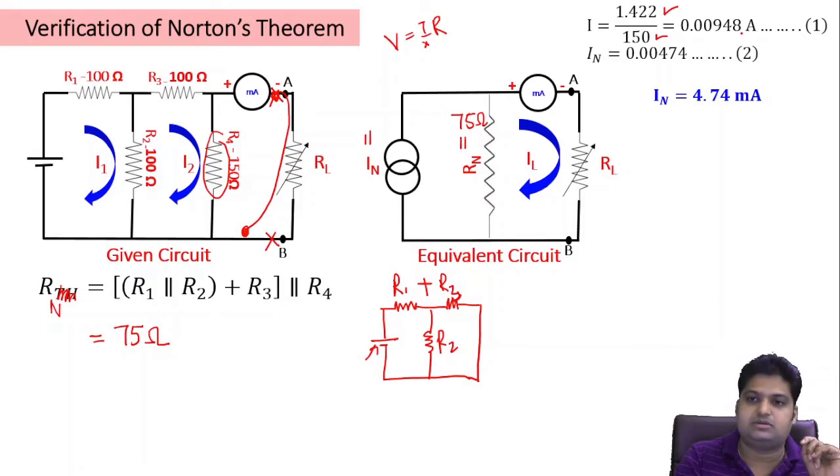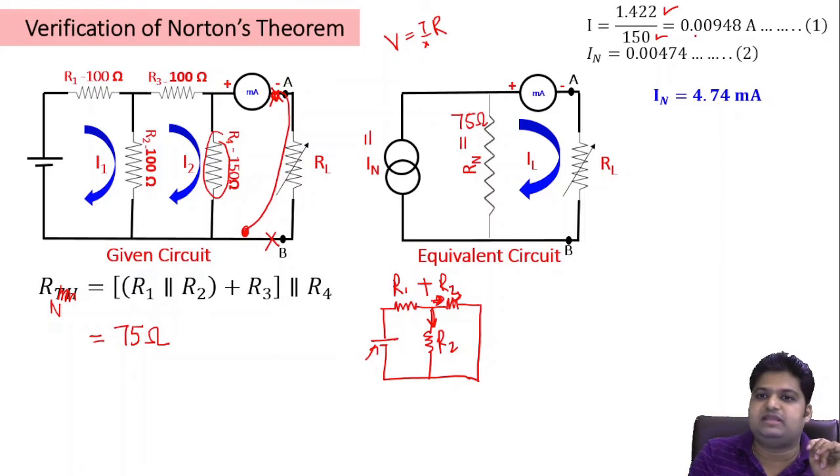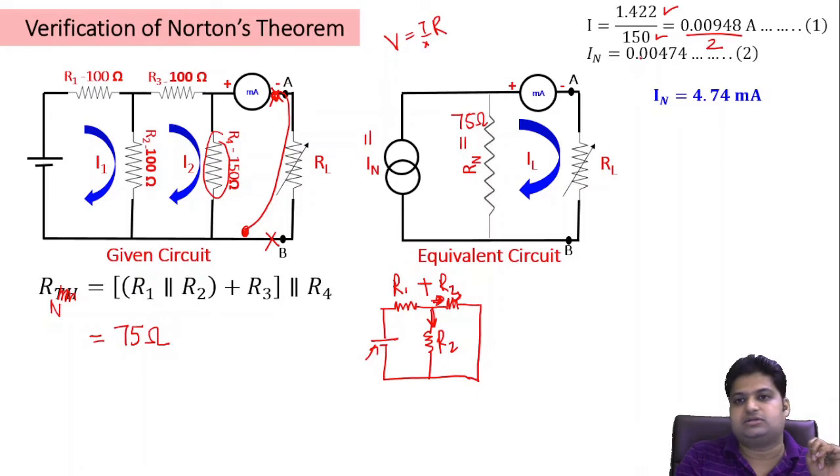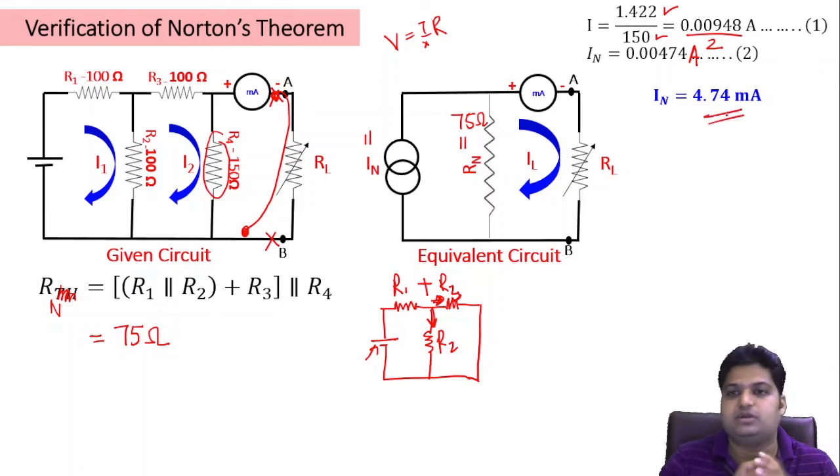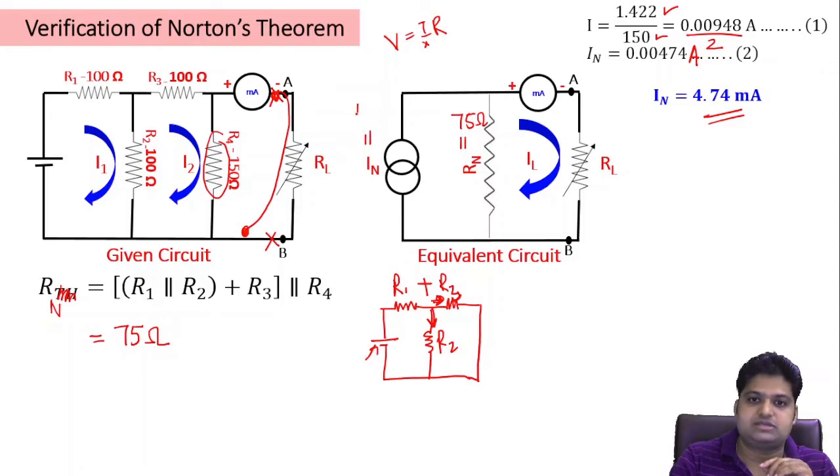That comes out to 0.00948 amperes. Now we know that this current will split into two equal halves, because current will flow here and here also. So we simply divide this by 2, and you get the Norton's current as 0.00474 amperes. That is equivalent to 4.74 milliamperes. So we have got IN also, that is 4.74 milliamperes.